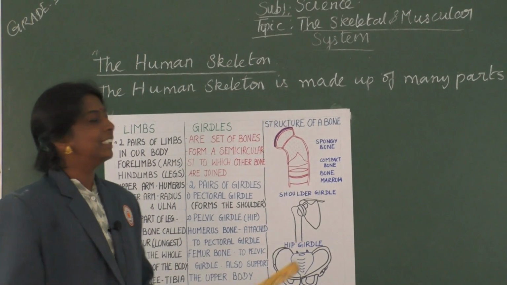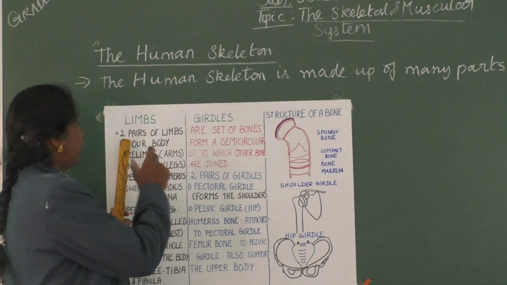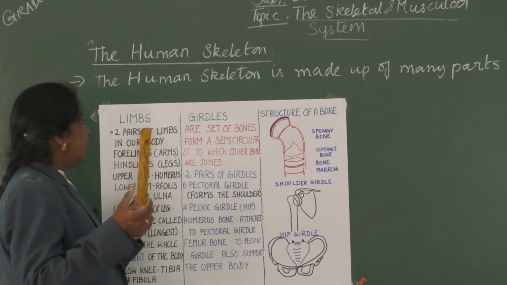About the fourth part, that is limbs. Here about limbs, they have two pairs of limbs.